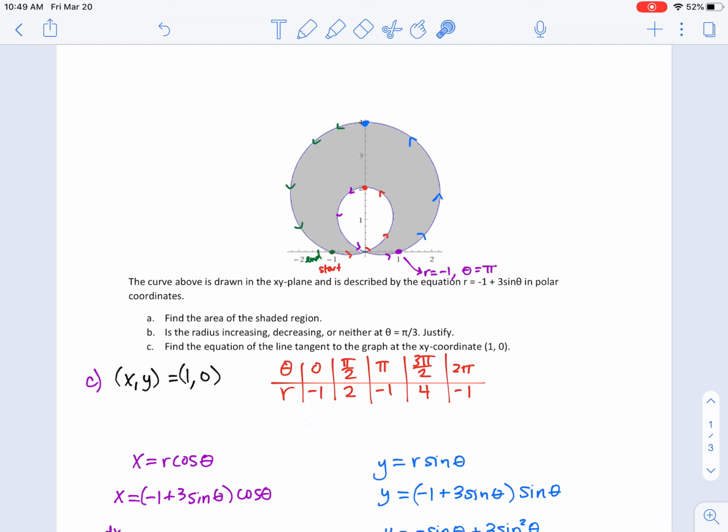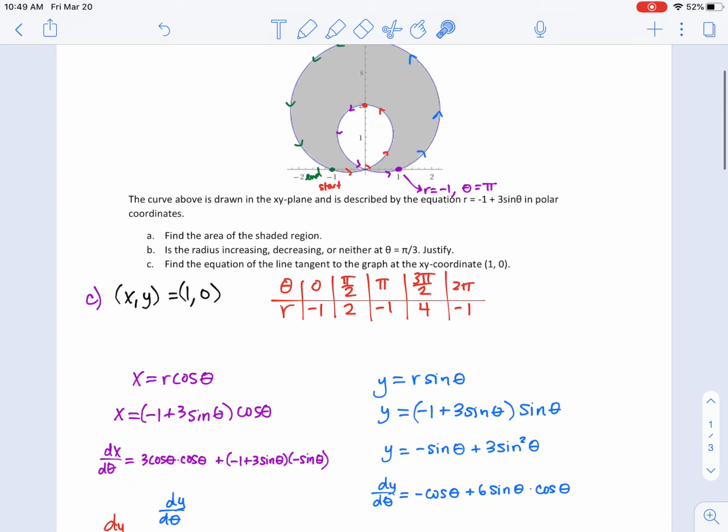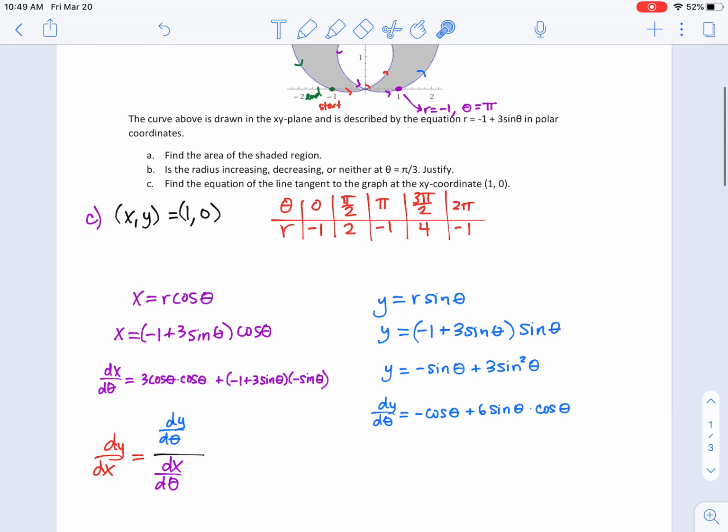Okay, after that, I have to start with x is r cosine theta, y is r sine theta. I substitute in the r here, and then I substitute in the r here. So for the x, it seemed easiest to me just to go ahead and use the product rule, right? Derivative of the first times the second, leave it alone, plus the first times the derivative of the second. For y, it looked easier to me to go ahead and simplify and then use the chain rule. You could use the product rule also, it really doesn't matter. So that's my dy d theta.